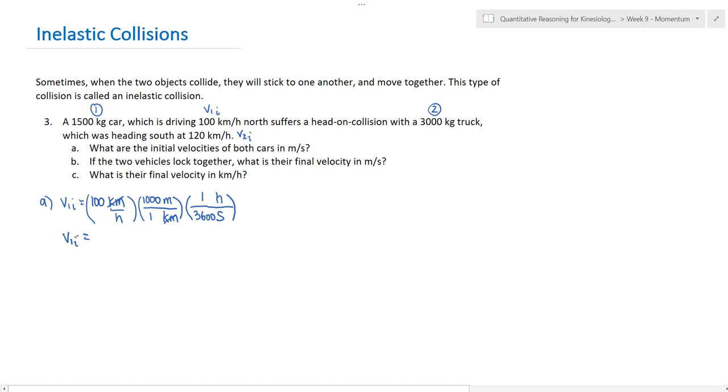So V1 initial is equal to 100 times 1,000 divided by 3,600. We don't need to worry about the ones because multiplying and dividing by 1 doesn't do anything. And we're left with 27.777, and it keeps going on, so I'll put an 8 at the end to round it up. Okay, so that's V1 initial. Let's do the same thing for V2.